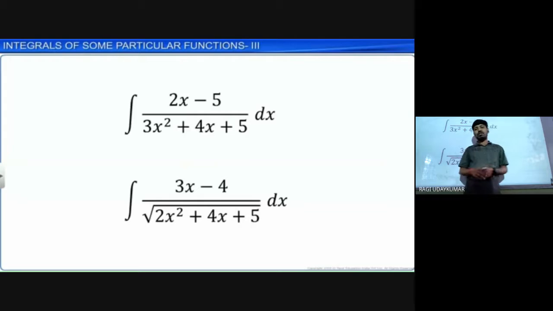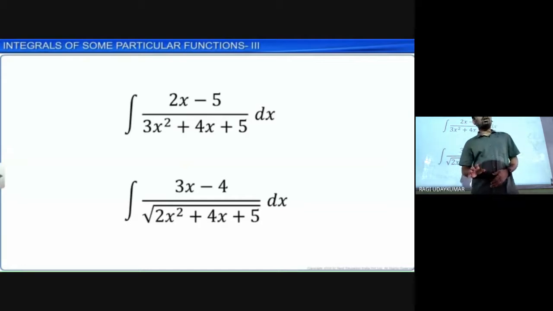Next one is integration of 1 by under root of x square minus a square is equal to logarithm of x plus under root of x square minus a square plus c. These are the different six types of the second type.